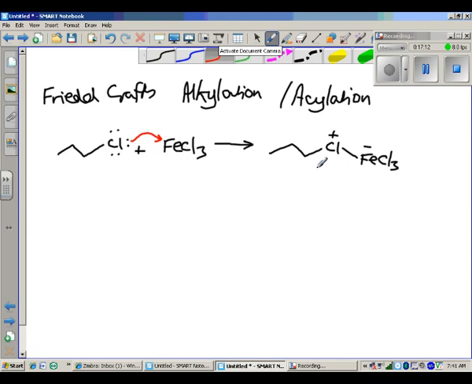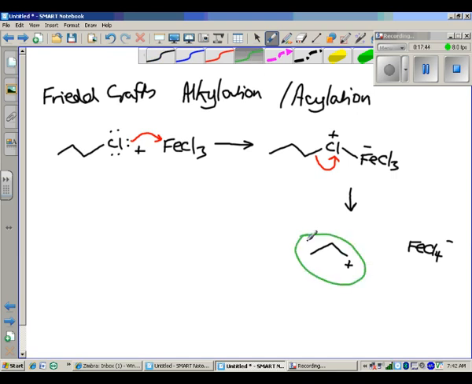Now the only thing we have to be concerned about with Friedel-Crafts alkylation, because that's what this is, is that what happens next is this bond breaks, and this is where we have to be careful. It breaks because it wants to give the chlorine that one bond back. So we get two species. We get this, and we get FeCl4 minus, which is going to be the species that grabs our hydrogen from our ring to reform our aromaticity. The thing we have to be careful about is this one, because what sort of species is this? It's something that we've seen before, and this is a carbocation.